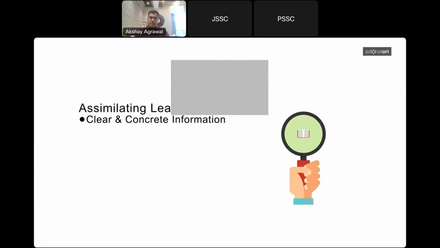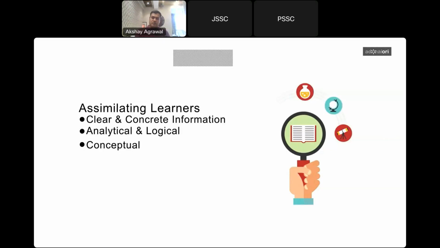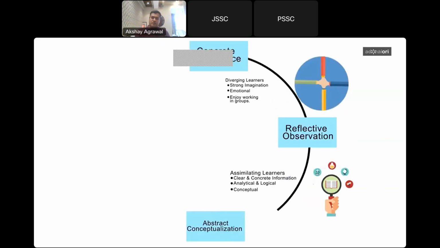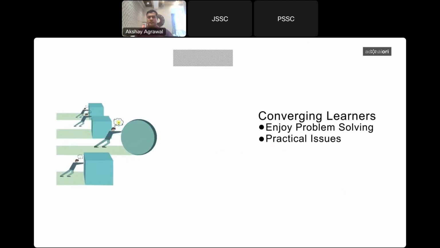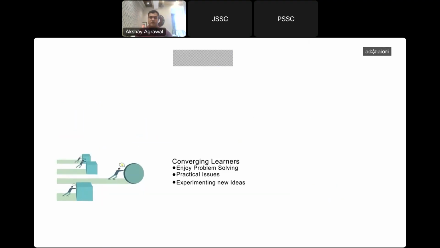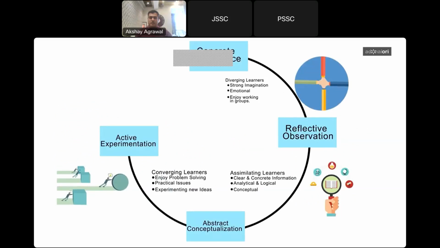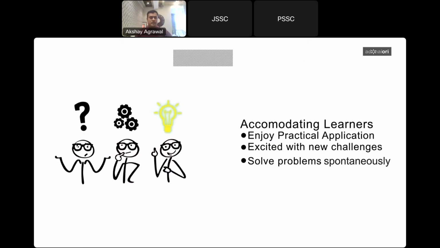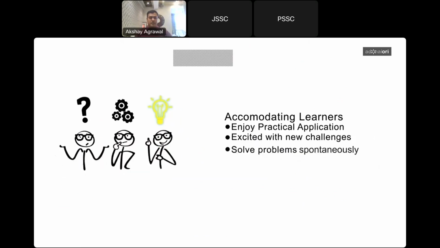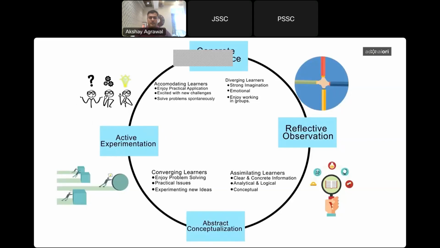Assimilating learners prefer clear and concrete information. They can analyze and logically format information in depth. They are more interested in concepts than in people. They fall between abstract conceptualization and reflective observation. Converging learners enjoy problem solving. They love working with practical issues and experimenting with newer ideas. They fall between abstract conceptualization and active experimentation. Accommodating learners enjoy practical application of ideas. They get excited with new challenges and solve problems spontaneously. They fall between concrete experience and active experimentation.